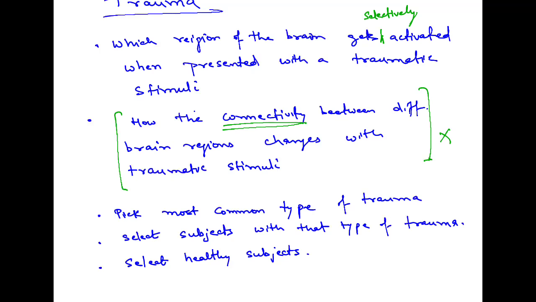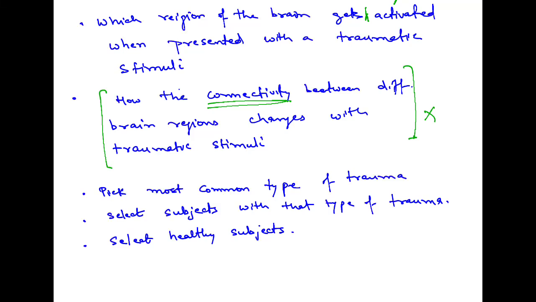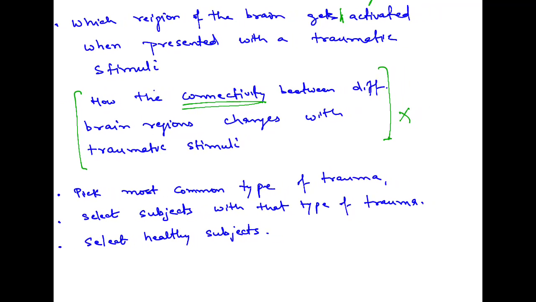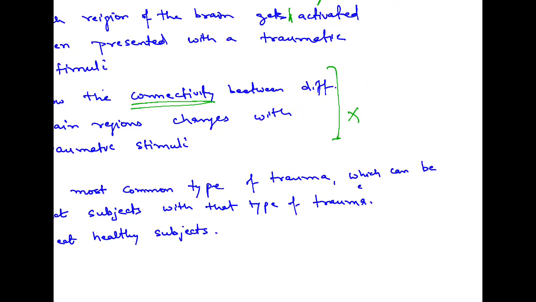So maybe you are going to pick subjects, again you're going to narrow down your experiment further. Not only a common type of trauma, but a common type of trauma which can be evoked by visual presentation. So in homework 5, we had Peggy Palmer with visual neglect. She was not able to pay attention to the left side of the image. So we can use that as a response here.